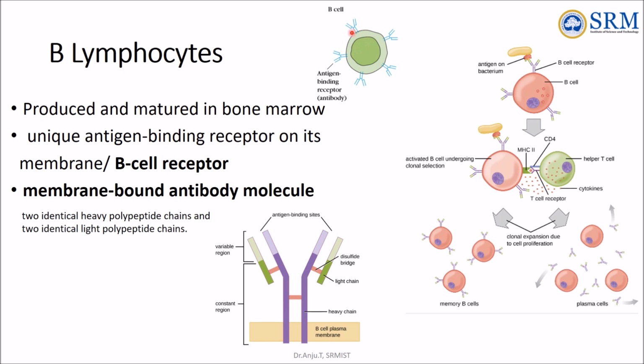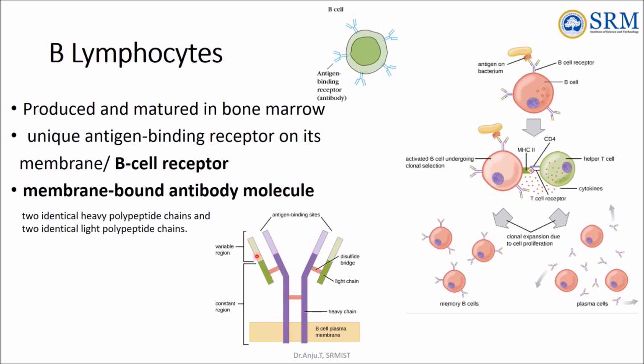These receptors are membrane bound. They are spanning across the membrane. They are embedded in the membrane of the B cells. The B cell receptor is a glycoprotein, and it is called immunoglobulin or antibody. If you see the structure of the immunoglobulin, it has 4 polypeptides. This glycoprotein is made of 4 polypeptides, 2 identical heavy chains and 2 light chains.